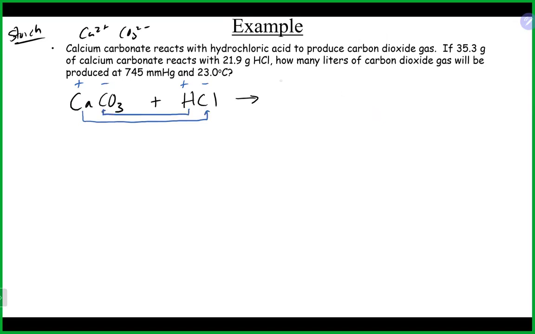And when they do so, they will make calcium chloride. Again, calcium +2, chloride -1, so you do need two of them there. And really, when the hydrogen goes over there with the carbonate, you're going to make carbonic acid, which is this guy. This carbonic acid will very quickly decompose into H2O and CO2.